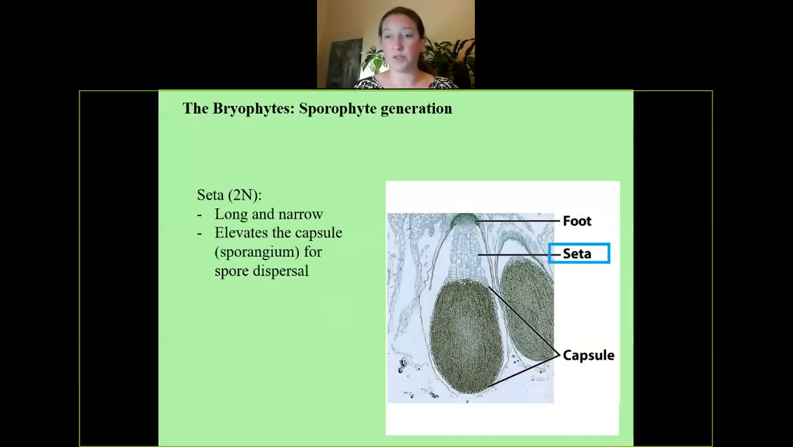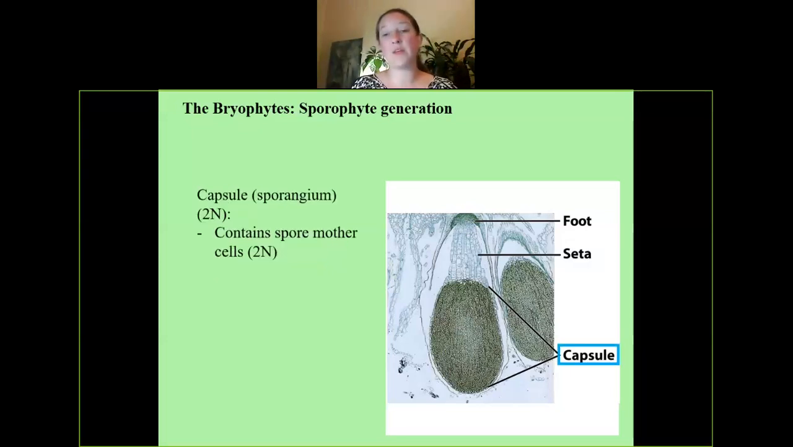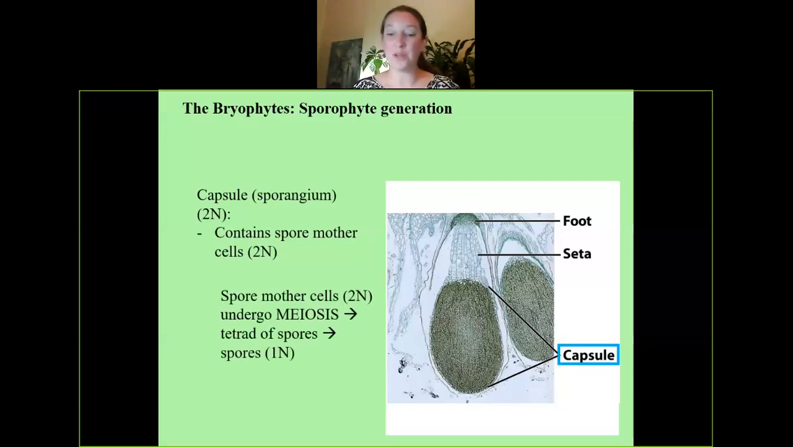The seta is just a stalk that elevates the capsule or the sporangium. If you're going to release spores, you want to have a little bit of elevation. And then the capsule or the sporangium is what has those spore mother cells inside, which are going to undergo meiosis, right, to create those haploid spores. And those haploid spores will be what grows into the gametophyte plants.